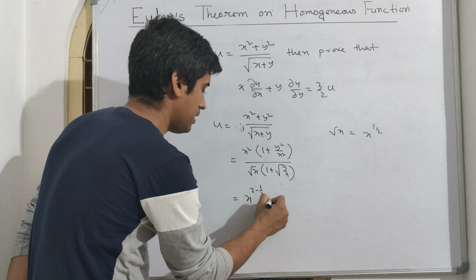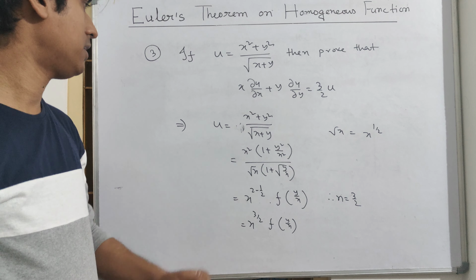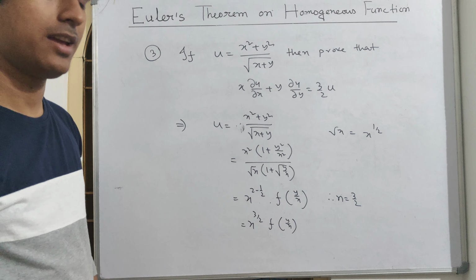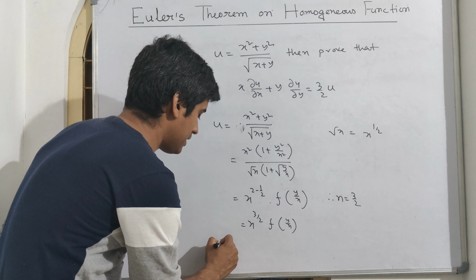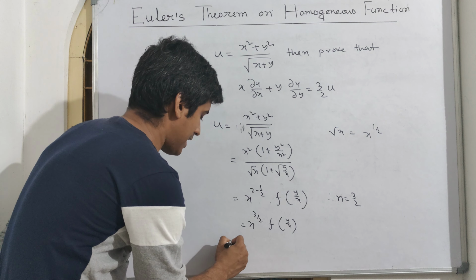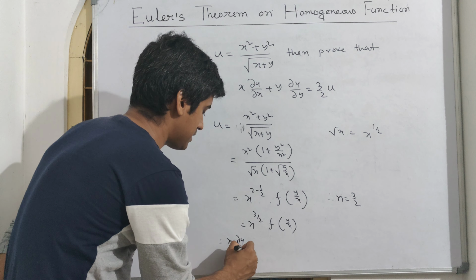So here n equals 3/2. n is the degree of the function u(x, y). So here n equals 3/2. So from Euler's theorem we will get x ∂u/∂x + y ∂u/∂y equals 3/2 into u.